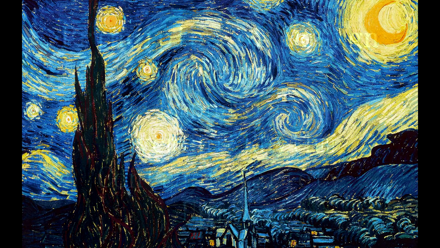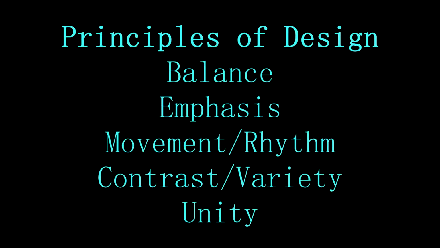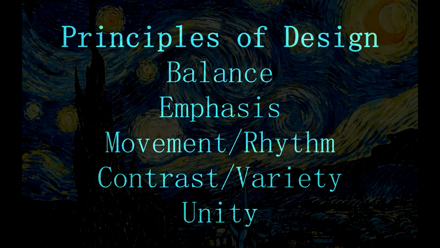Now moving on to the principles of design. This is basically what makes the whole composition. So you got balance, emphasis, movement or rhythm, contrast, variety, and unity. Balance can mean symmetrical, meaning same on both sides. Asymmetrical, meaning not same on both sides, but it's still balanced. And then radial, where it moves from a center point.